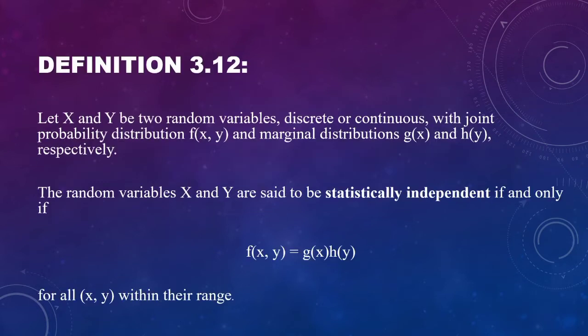Okay class, the definition of statistical independence, Definition 3.12. Let x and y be two random variables, discrete or continuous, with joint probability distribution f(x,y) and marginal distributions g(x) and h(y) respectively. The random variables x and y are said to be statistically independent if and only if f(x,y) is equal to g(x) times h(y) for all (x,y) within the range.